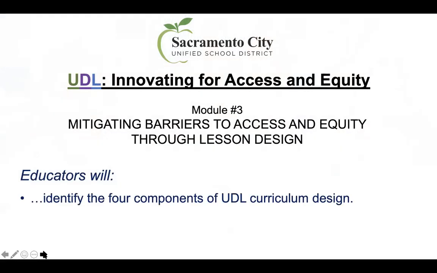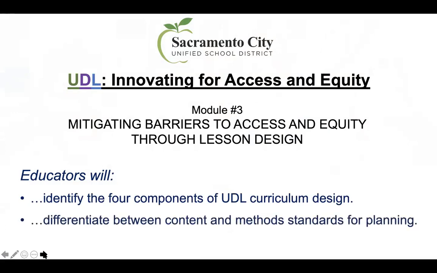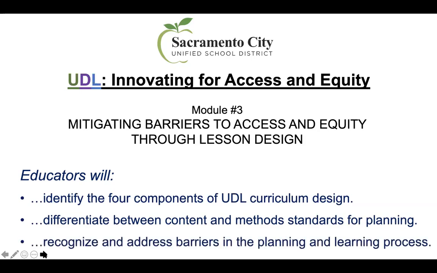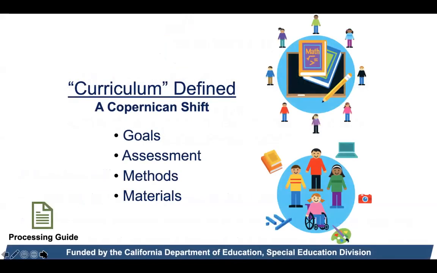So in Module 3, educators will identify the four components of UDL curriculum design. They will differentiate between content and methods standards for planning purposes. And they will recognize and address barriers in the planning and learning process. So here we go. Let's start with an analogy.